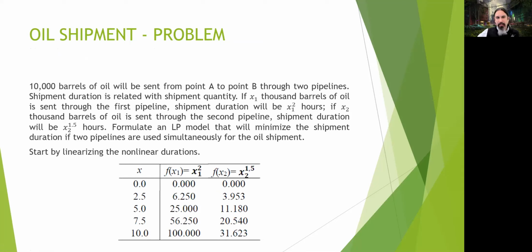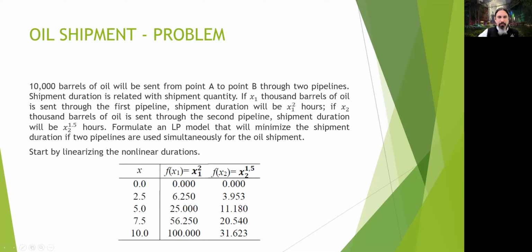Simple. If x1 thousand barrels of oil is sent through the first pipeline, shipment duration will be x1 squared hours. If x2 thousand barrels of oil is sent through the second pipeline, shipment duration will be x2 to the power of 1.5 hours. So we actually have non-linear values over here. We have to turn them into linear values. To do that, we can use piecewise linearity. We will just separate those non-linear graphs and make them into smaller linear graphs.